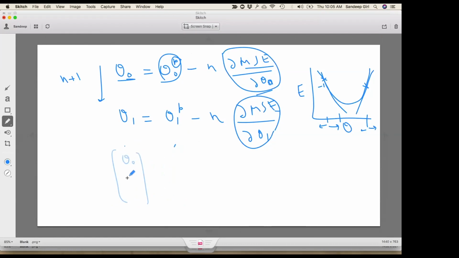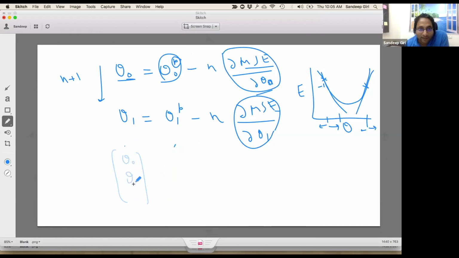Theta naught, theta one, theta two equals theta naught previous and theta one previous, like that. This is theta naught, and theta two.